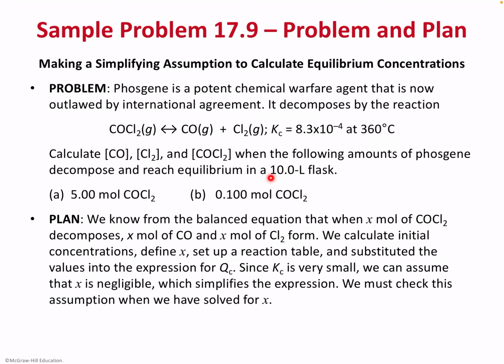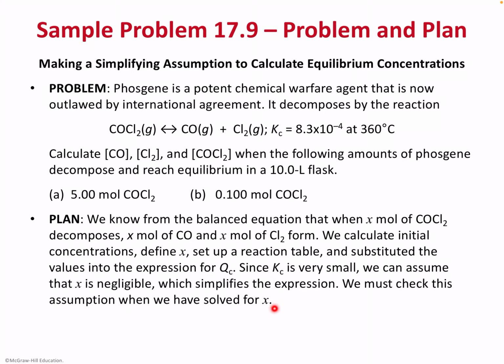Now we're going to see if we can use the assumption or not. So these are the given quantities. We know from the balanced equation that when x mole of phosgene decomposes, x mole of carbon monoxide and x mole of chlorine form. We calculate initial concentrations, define x, set up a reaction table, and substitute the values into the expression for Qc. Since Kc is very small, we can assume that x is negligible, which simplifies the expression. We must check this assumption when we have solved for x.